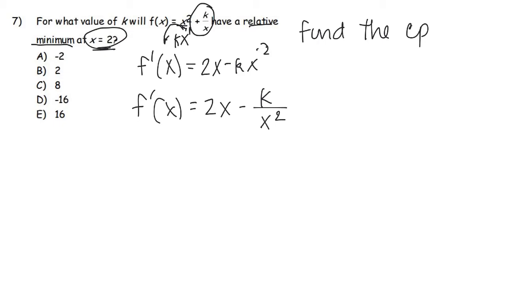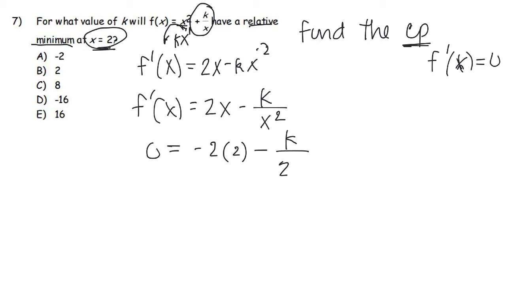And then notice what it tells us. We have a relative minimum at x equals 2. So for my derivative, that means when x is 2, then my whole f prime is 0, because the critical point means that f prime equals 0, and it's already telling us that we have that critical point or that relative minimum at 2. So I can say 0 equals negative 2 times 2 minus k over 2 squared.